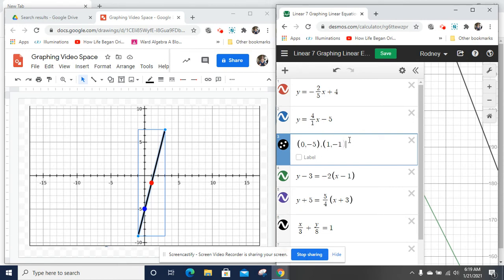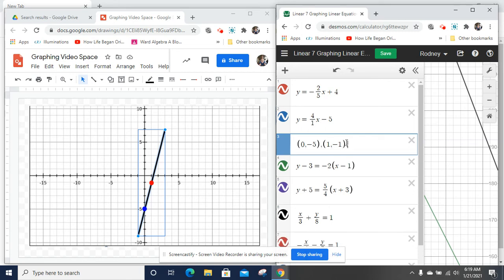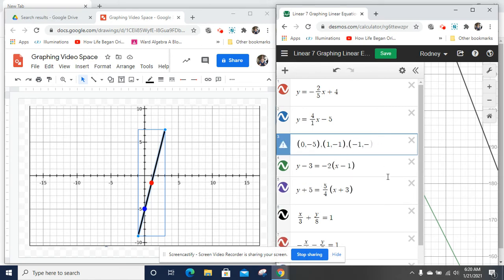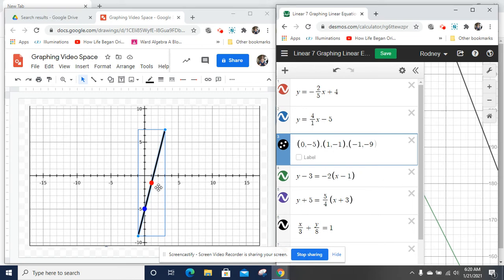Let me actually show you how you can get a point in the opposite direction. I'll do that one more time. We can treat 4 over 1 as -4 over -1, and we can say 0 minus 1, so that's the horizontal change, and -5 minus 4, and that'll get us another point. -5 minus 4 is -9, so I would have another point down here at (-1, -9), and you can see the line actually already goes through that point.